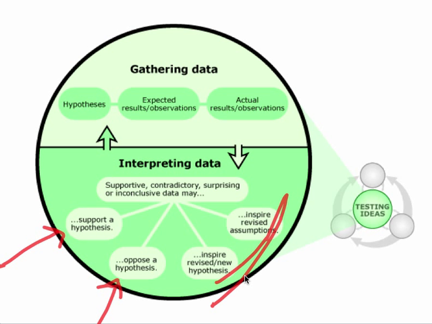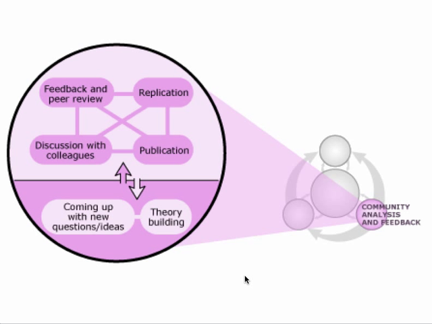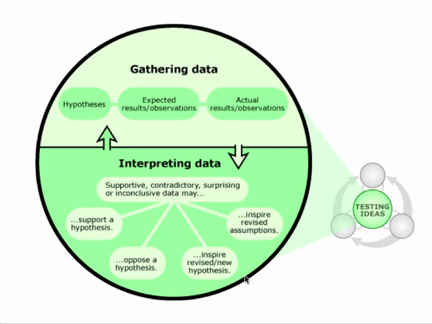Where ideas come from and what is done with the information once it has been collected varies from field to field, and even within fields. But sharing within the scientific community is always part of the process. This includes peer review, replication by other scientists, publication, and/or presentation at scientific meetings. Discussion with the community often leads to more questions, and then it's back to hypotheses and testing.